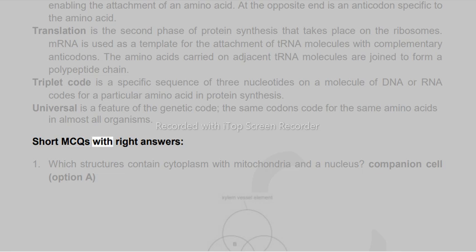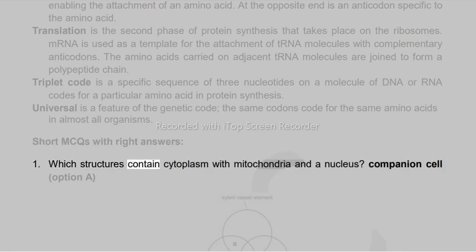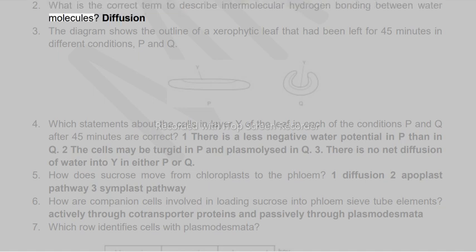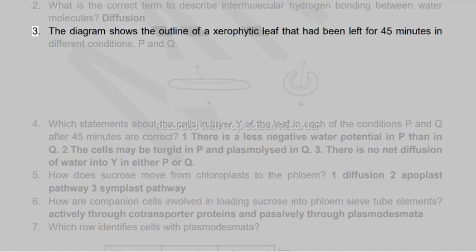Short MCQs with right answers. 1. Which structures contain cytoplasm with mitochondria and a nucleus? Companion cell, option A. 2. What is the correct term to describe intermolecular hydrogen bonding between water molecules? Diffusion. 3. The diagram shows the outline of a xerophytic leaf that had been left for 45 minutes in different conditions, P and Q.